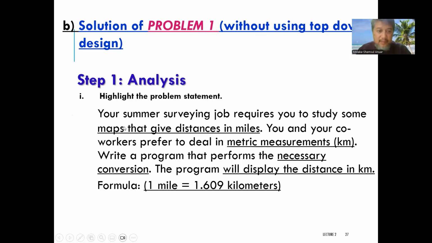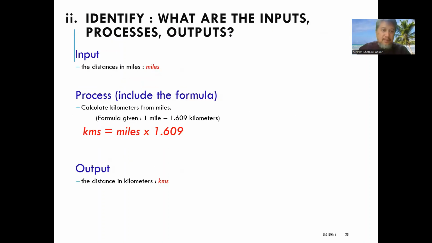So step one in the analysis, you want to get the distances from a map and then convert them into kilometers. Then you do the IPO: input, process, and output. Basically you can follow these steps.